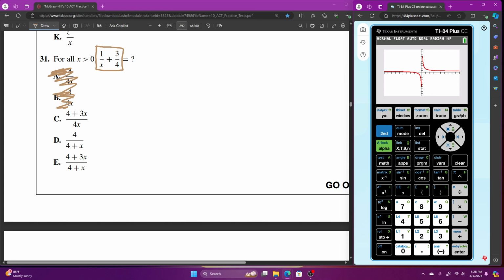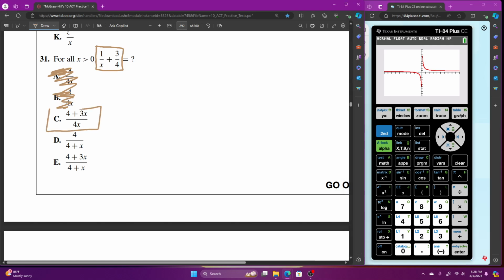Graph. Do you see how my graph went exactly on top of the other graph? Well, we found a match by using the graphing calculator. We didn't have to do any math. We just had to type it in. We had to know how to type it in on the calculator.